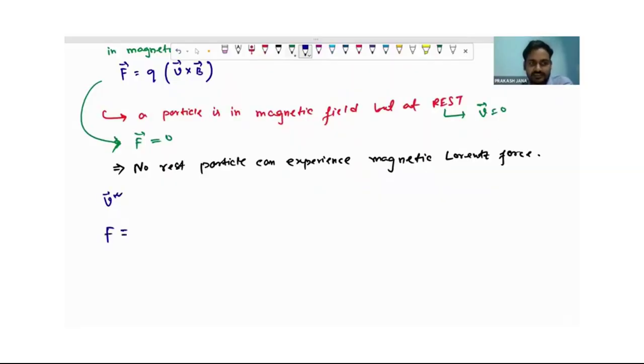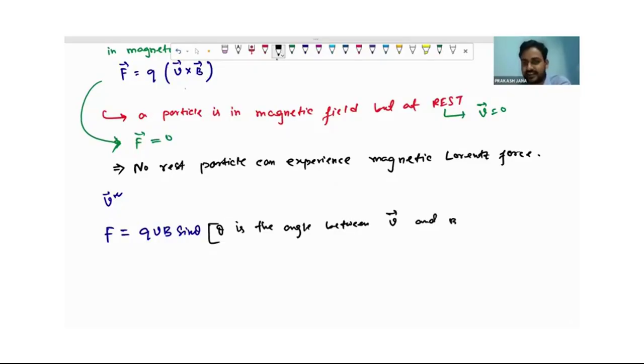But when there is velocity, the magnitude is Q into V cross B. We can write V cross B, when we are talking about the magnitude only, as VB sine theta. What is theta? Theta is the angle between V, that is the velocity vector, and the magnetic field B.